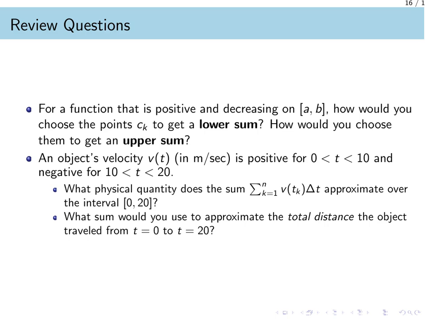Second, imagine an object's velocity is positive from t equals 0 to 10, but negative from t equals 10 to 20. If you sum the velocity v of t sub k times delta t over the whole interval, what physical quantity are you approximating? And what sum would you use if you wanted to find the total distance the object traveled? Thinking about these will solidify the key concepts.